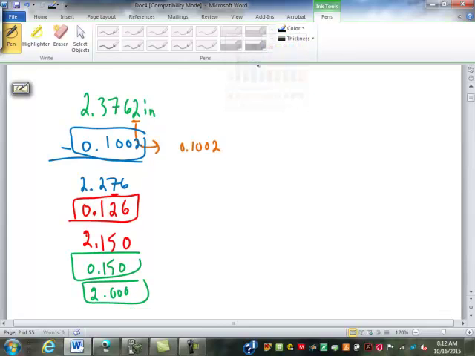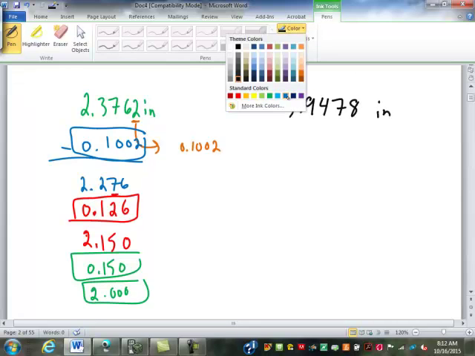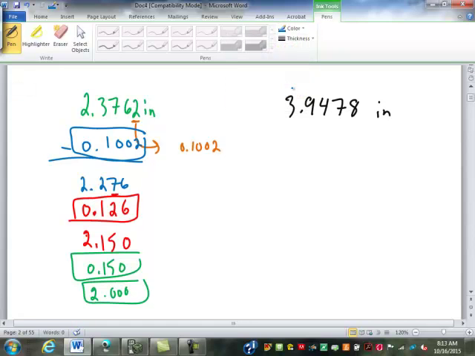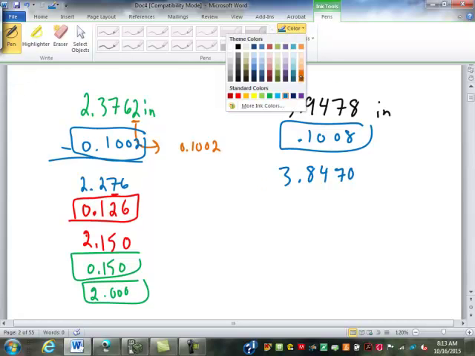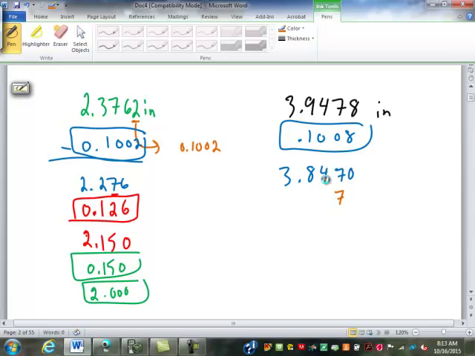Let's do another build-up. Let's do 3.9478 inches. So where do we start? The 8. We have a 0.1008 block that we're going to use, which is going to leave us with 3.847. Now I need to get rid of the 7, so I need something that has a 7, but I need to take this to either a 5 or a 0. Well, it looks like I'm going to take it down to a 0, right? So I need something that ends in 47.